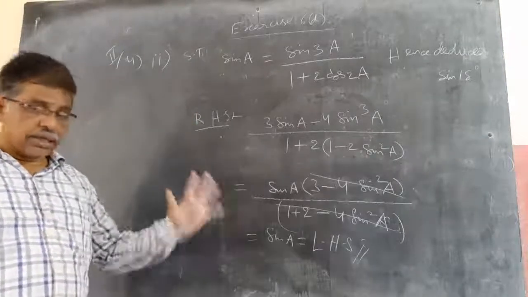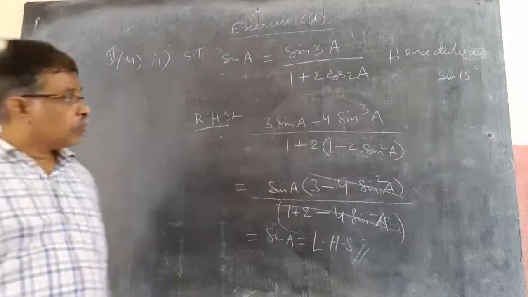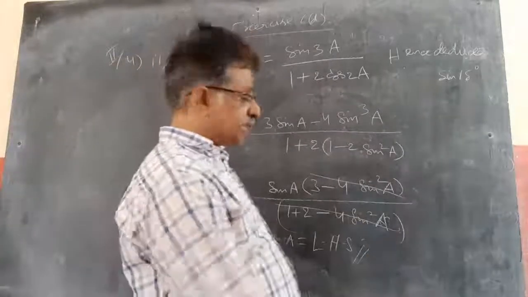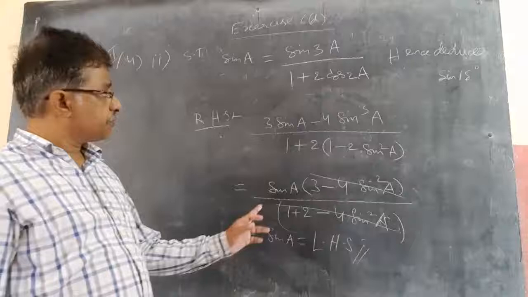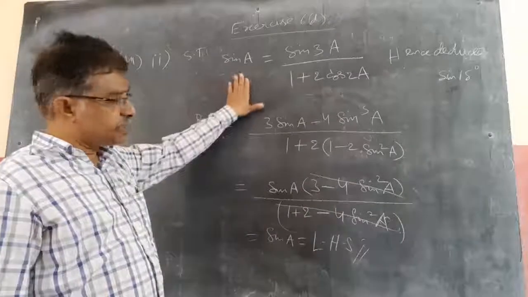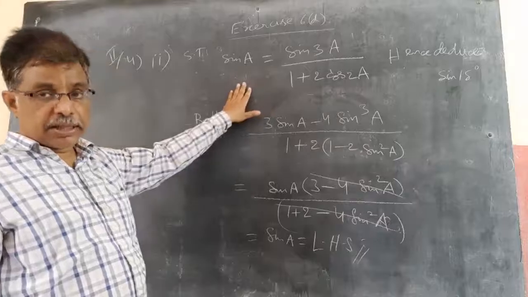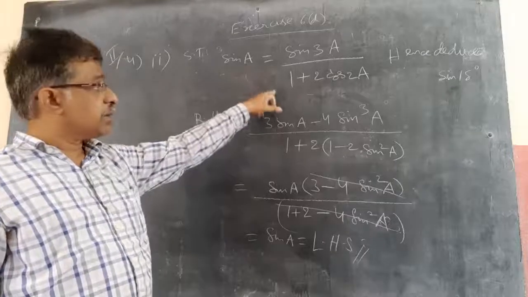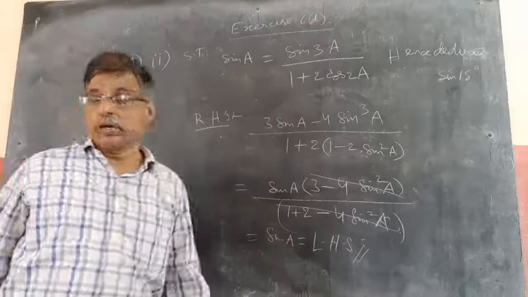Now we need to find the value of sin 15°. So substitute A equal to 15 degrees in this expression. Deduce is asking that from this we need to find the value of sin 15°. Substitute A equal to 15 degrees in this, and you will automatically get it.